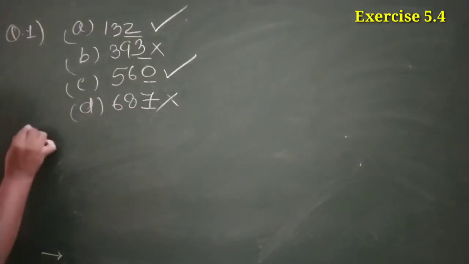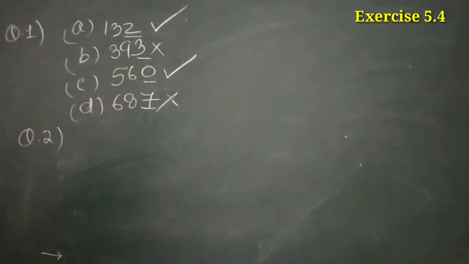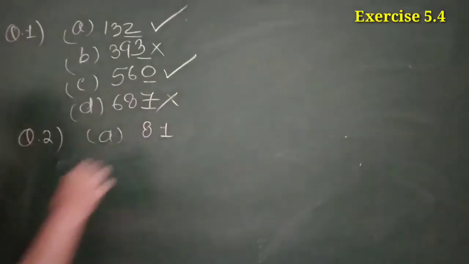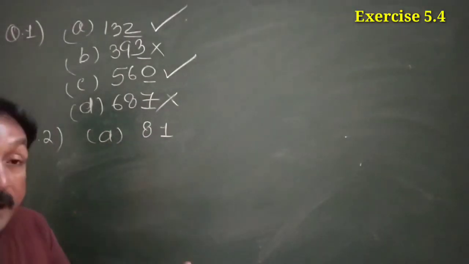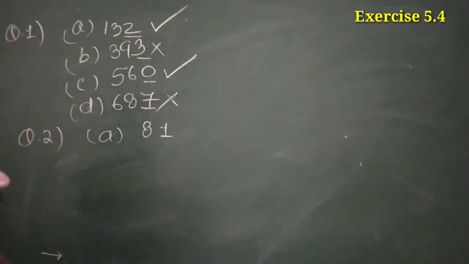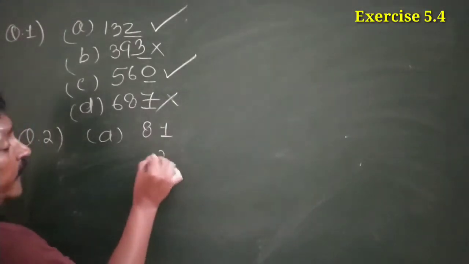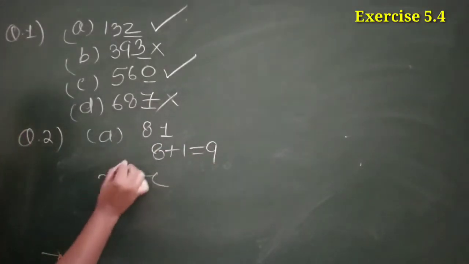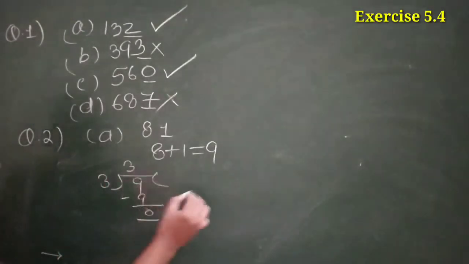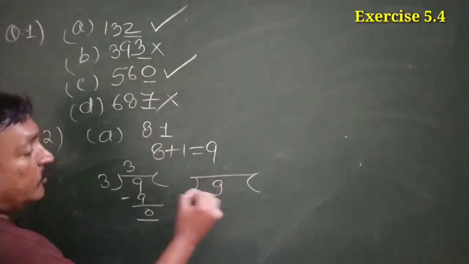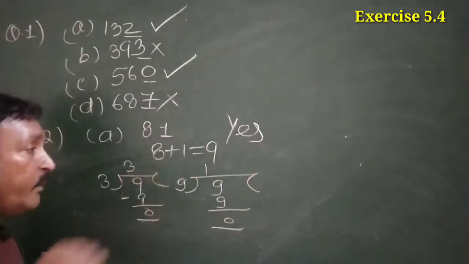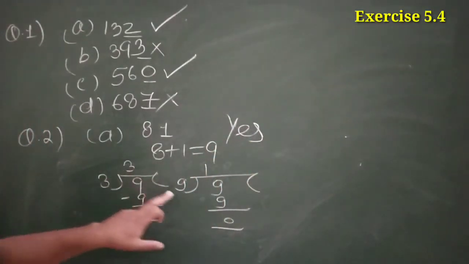Now see on the board question number 2. Question 2 is saying which of the numbers are divisible both by 3 and 9. This is given: 81. It is asked which number is divisible by 3 and 9 both, by 3 also and by 9 also. See, first of all add the digits. 8 plus 1, 9. Now divide by 3. 3 threes are 9. Okay. Now we have to check by 9 also. By 9, 9 ones are 9.